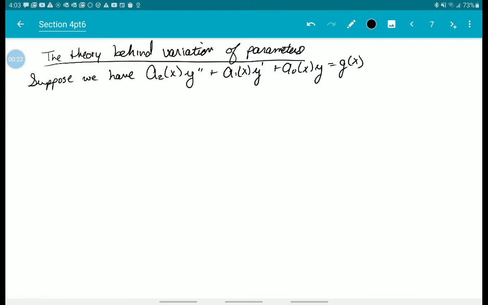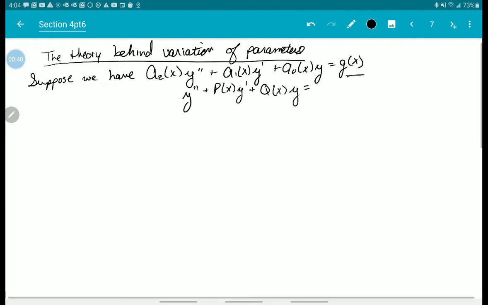So if we divide everything by a sub 2 of x, we end up with y double prime plus a new function, which we would call p of x, times y prime, plus a new function here when we divide. I'm going to call it q of x times y. And then we're going to have a new function over here, which I'm just going to call f of x. So we're asking a simple question.